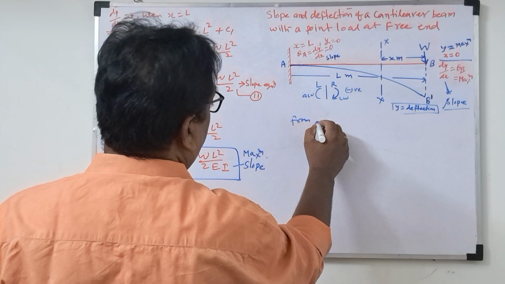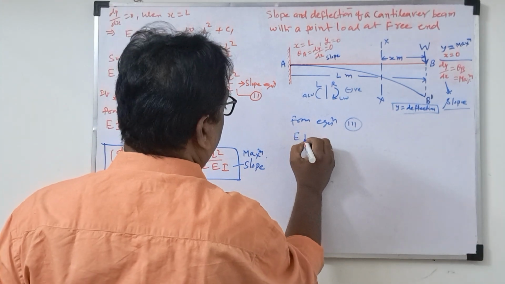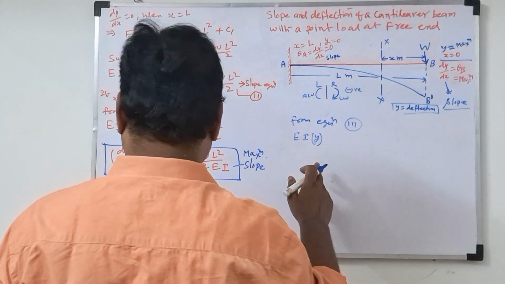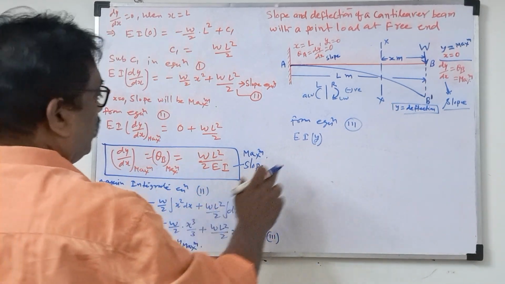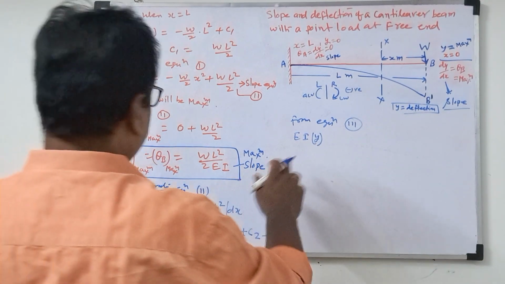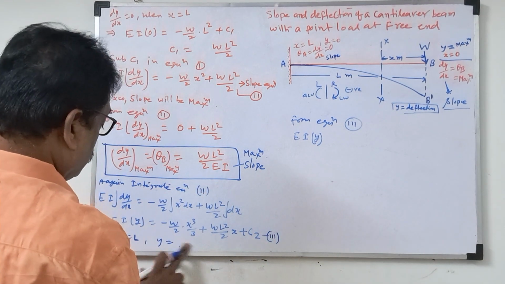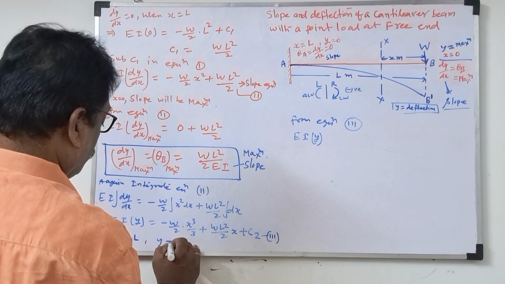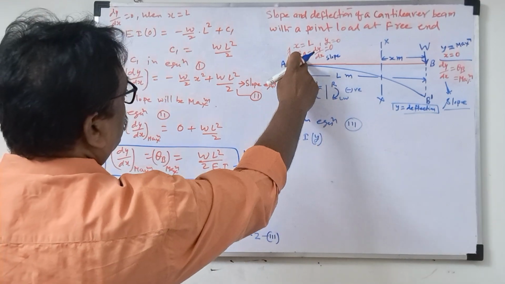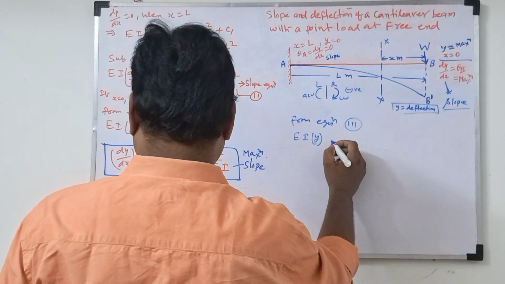From equation 3, EI y becomes y maximum. First we need C2. So x equal to L. First you have to put y equal to 0 here because we need the C2 value. So put y equal to 0. That means deflection will be 0 when x equal to L. Substitute in this equation. So what will come?